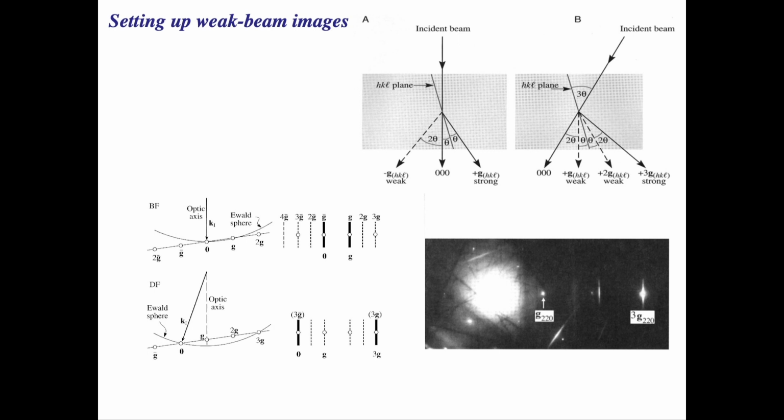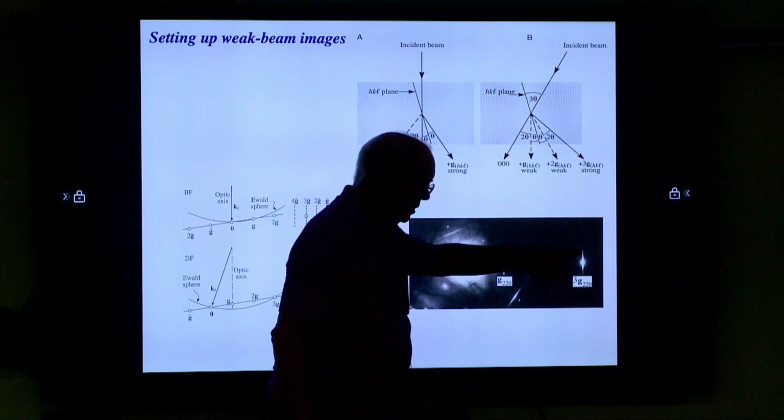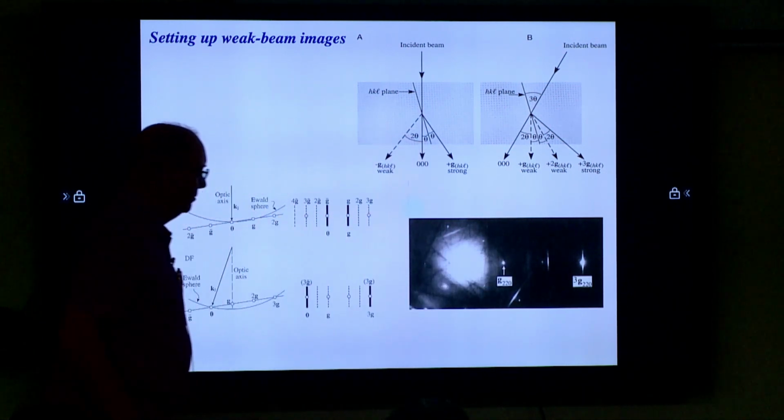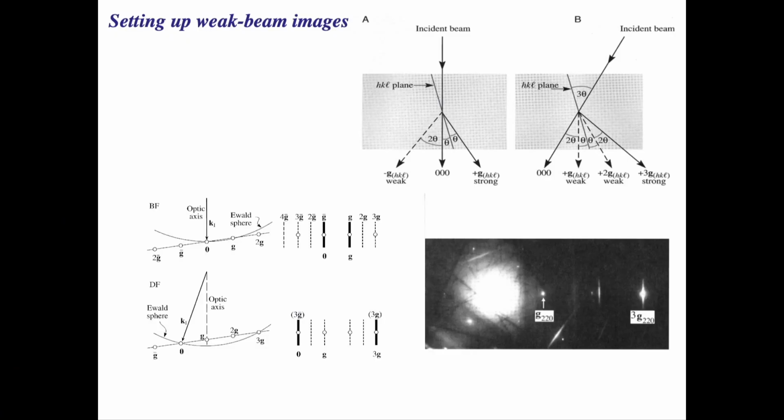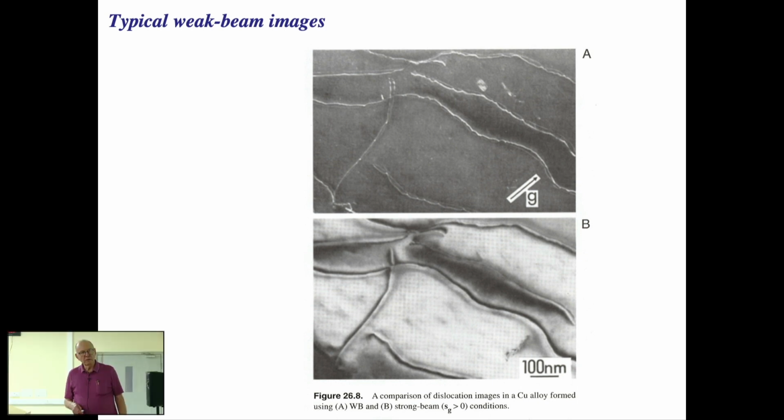There you can see that the Ewald sphere is cutting right through the 3G situation. And typical weak beam images might look like this. Strong beam on the bottom here, weak beam on the top.